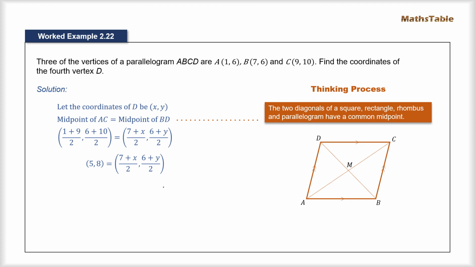But as we know that this is basically the same point, this means that 7 plus x over 2, the x coordinate of midpoint of BD, is simply equal to 5, and the y coordinate of this midpoint, 6 plus y over 2, will be equal to the y coordinate of midpoint of AC, which is 8. Now solving these two equations separately, we can get the values of x and y, which were basically the coordinates of the unknown point D. So in this way, the coordinates of the fourth vertex D are found out to be 3 and 10.